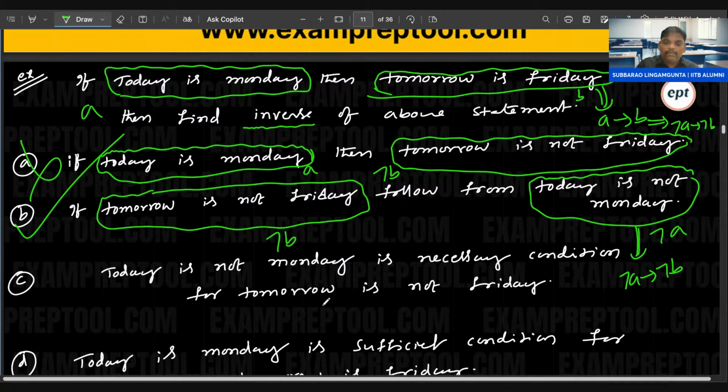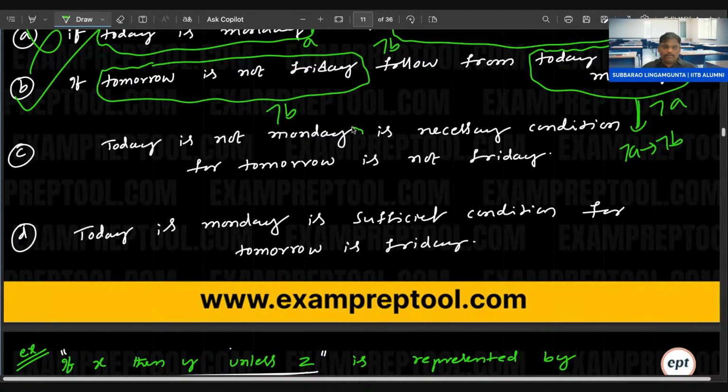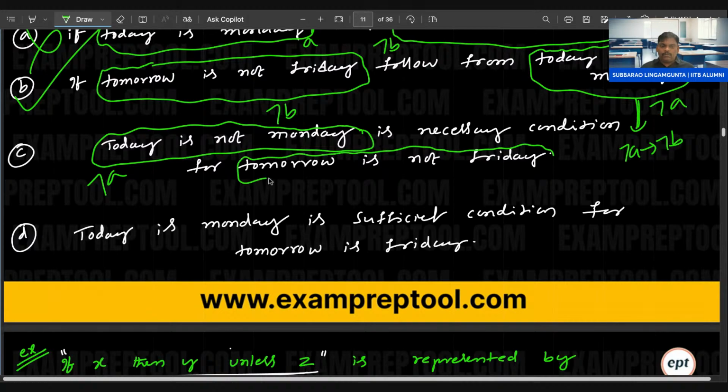Next one. Today is not Monday. Let's check. Today is not Monday is A. So negation A is a necessary condition for tomorrow is not Friday, negation B. You know very well, necessary means Q. Q is the necessary condition for P, so this can be written as negation B implies negation A. So that is the reason it is false.